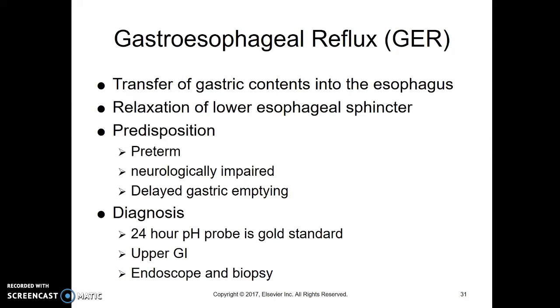And the parents keep a record of when the child eats, when they sleep, when they're laying flat, when they're sitting up. And they're measuring, is that acidic content of the stomach coming back up into the esophagus? So they're measuring the pH because the stomach is acidic and what's in the esophagus shouldn't be. They may also do an upper GI series or put down a scope and do some biopsies to see what's going on there.